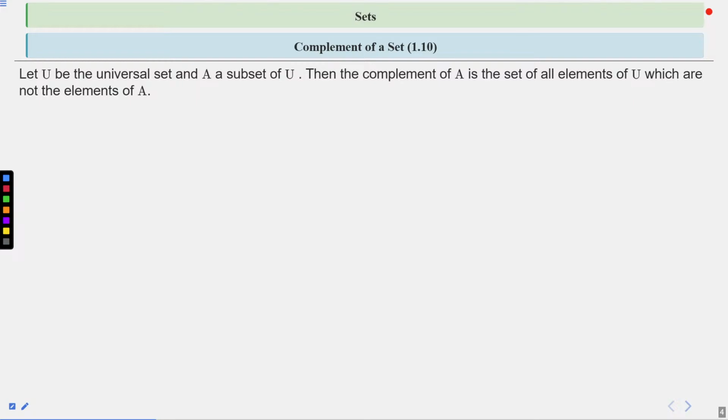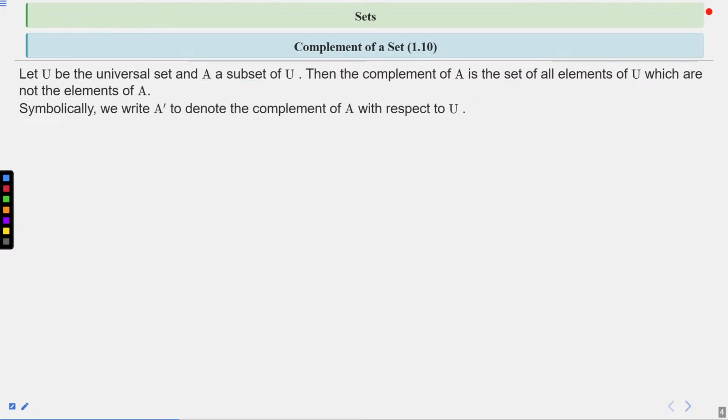If you have a universal set U and a set A which is a subset of U, then the complement of A is the set of all elements of U which are not elements of A. Simply, if you recall the difference set definition, you can interpret the complement of a set A in terms of difference also. So A complement is simply U minus A. Clear?